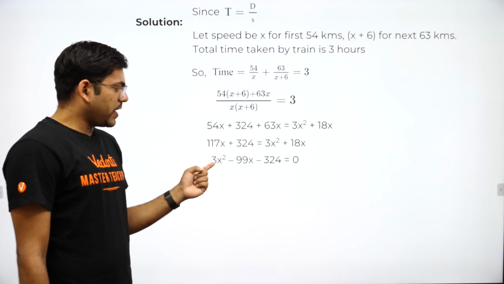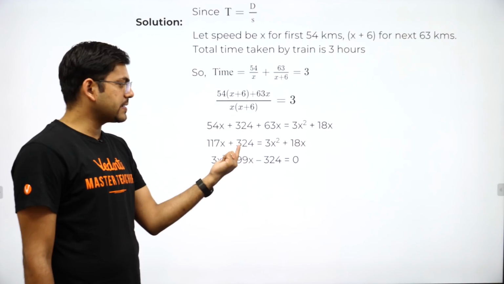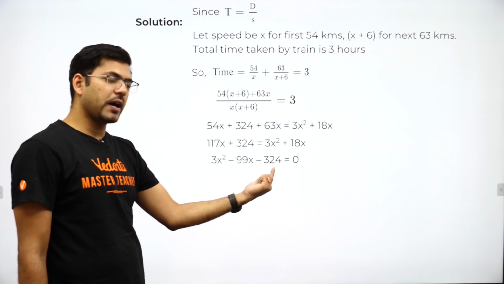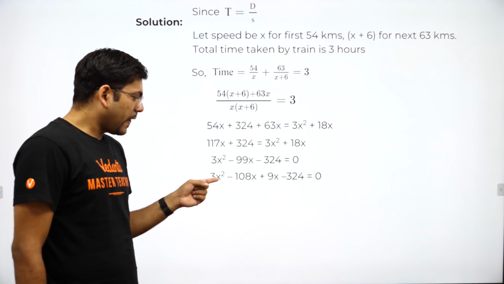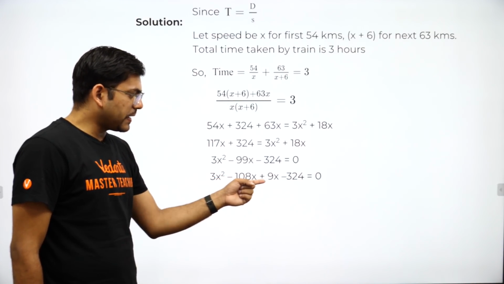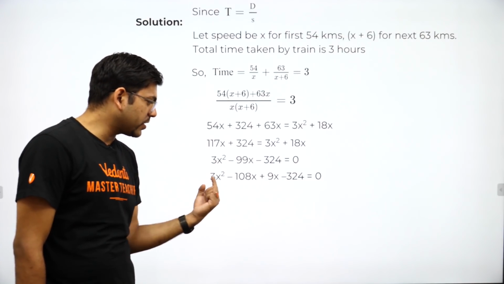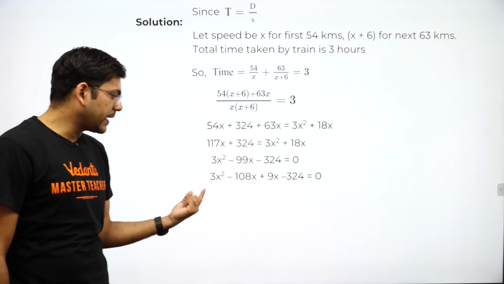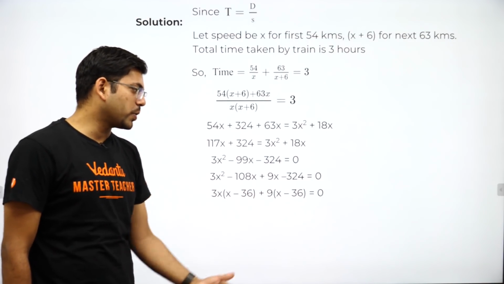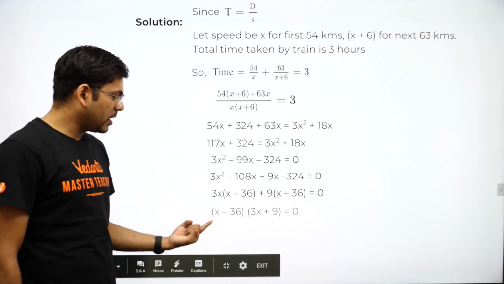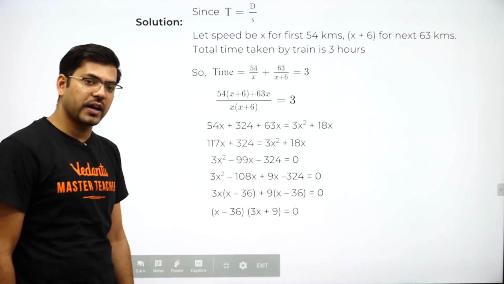Solving next, 3x square, sending this 117 to this side, it will be minus 99x, and sending this 324 to this side, minus 324. Now solving them, 3x square minus 108x plus 9x. This is the middle term splitting, which has been splitted for getting this 3 into minus 324. Taking common 3x, getting x minus 36, taking common 9, getting x minus 36 equal to 0. Taking x minus 36 common, this is x minus 36 and 3x plus 9 as next factor.